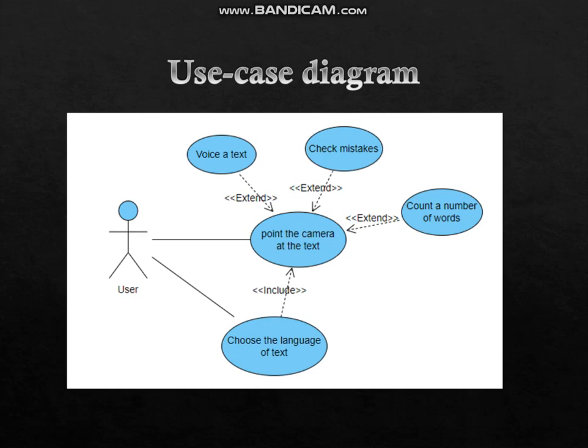Let's look at how the program will work on the user side. Consider the use case diagram. The user can interact with the screen and with the menu items. He can change the language, English or Ukrainian. After recognizing the text, the user can count the number of words on the screen, check their correct spelling, as well as listen to the selected text in the frame.